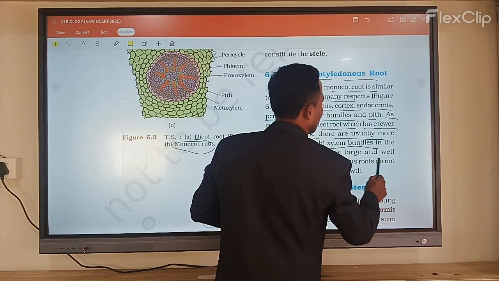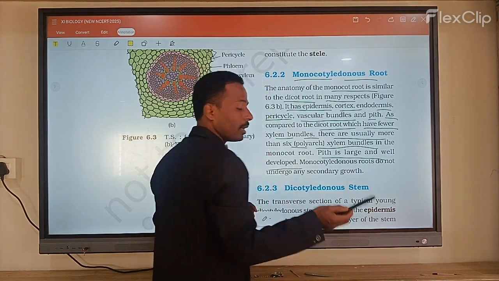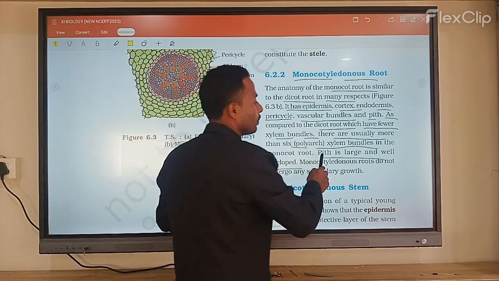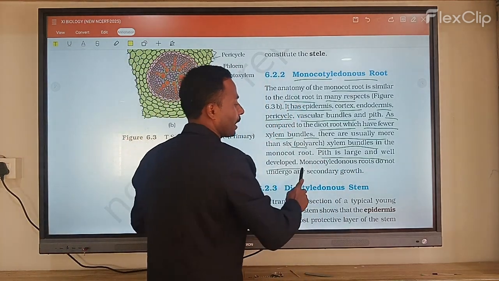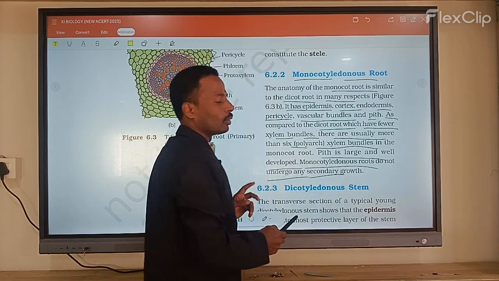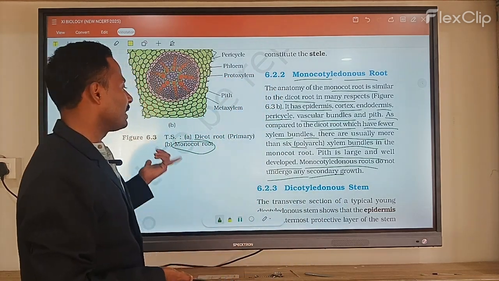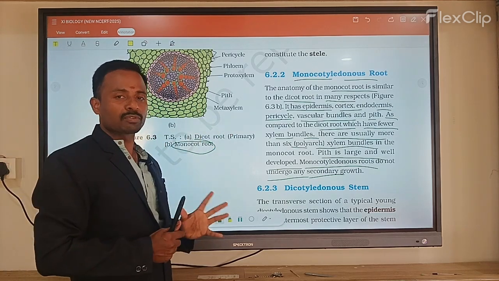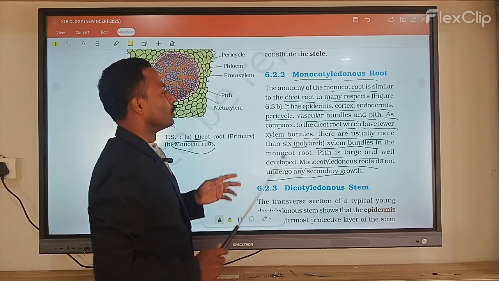Here the pith is large and well developed. In the dicotyledon, the pith is small and inconspicuous, but in monocots the pith is large and well developed. Monocotyledon roots do not undergo any secondary growth. Okay, this is the transverse section of the monocot root.